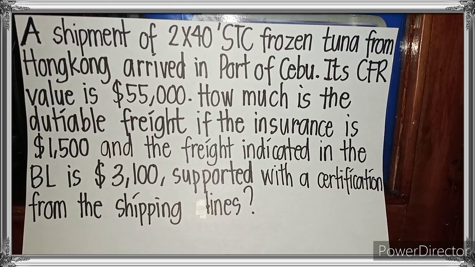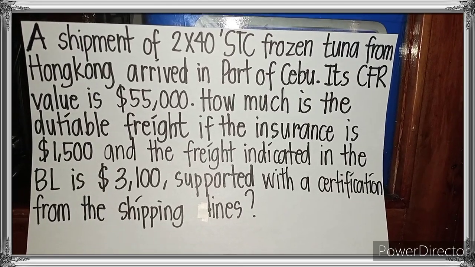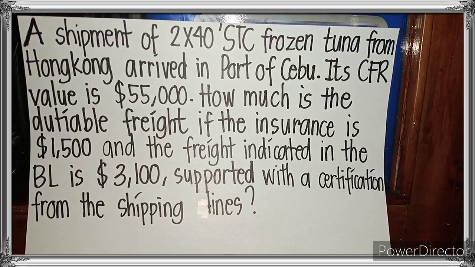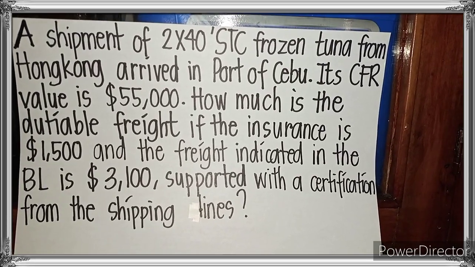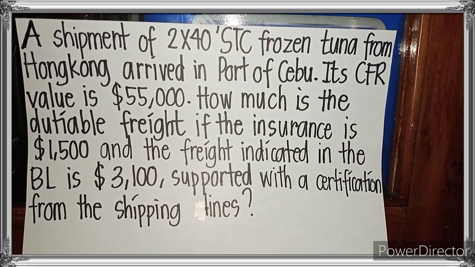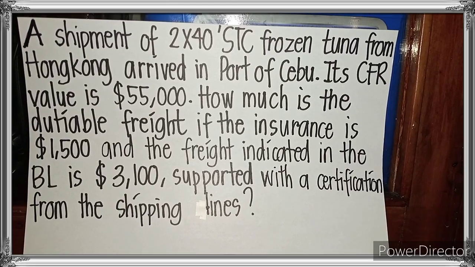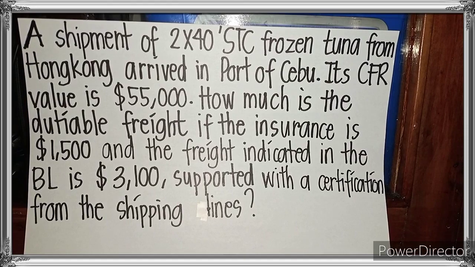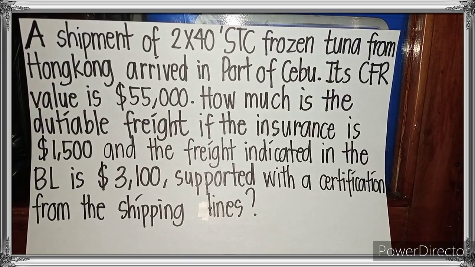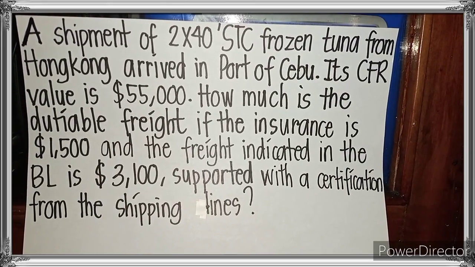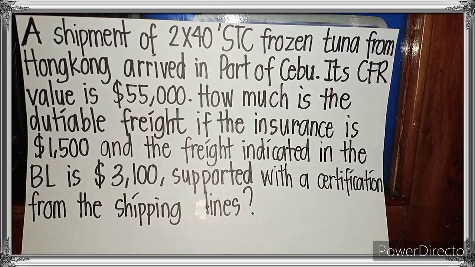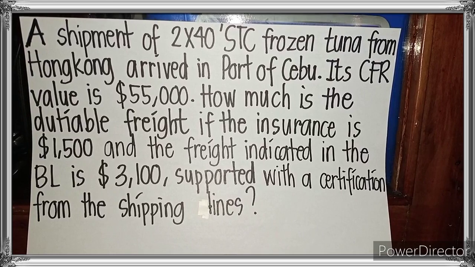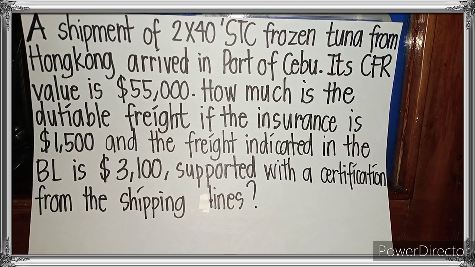Next problem we have in line: a shipment of 2x40 STC frozen tuna from Hong Kong arrived in the Port of Cebu. Its CFR value is $55,000. How much is the dutiable freight if the insurance is $1,500 and the freight indicated in the bill of lading is $3,100, supported with a certification from the shipping lines?